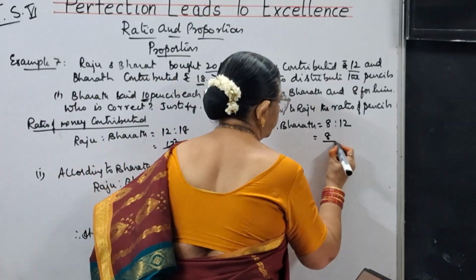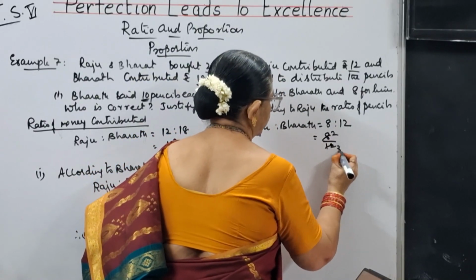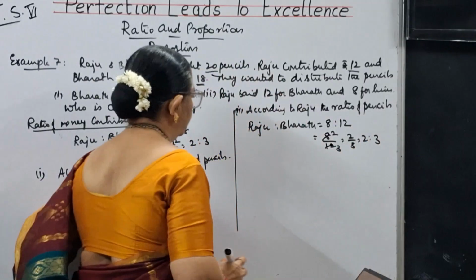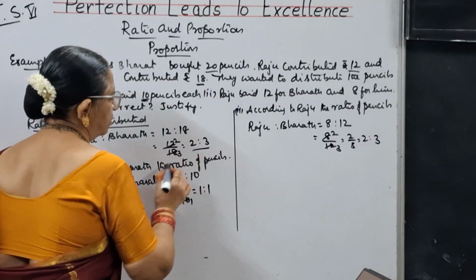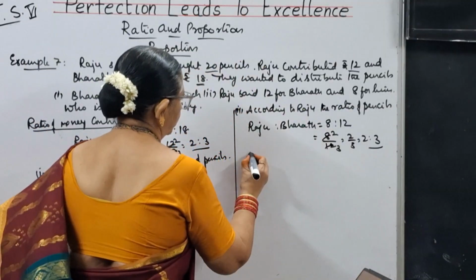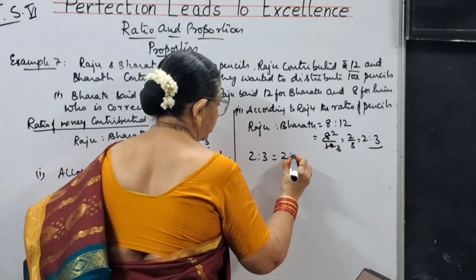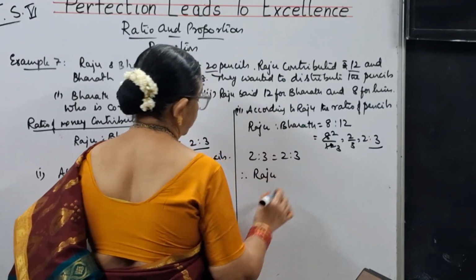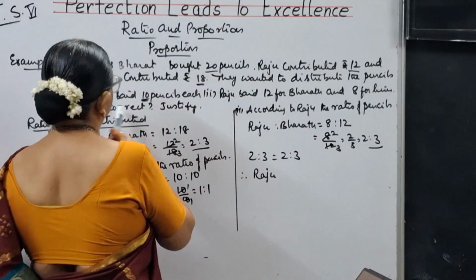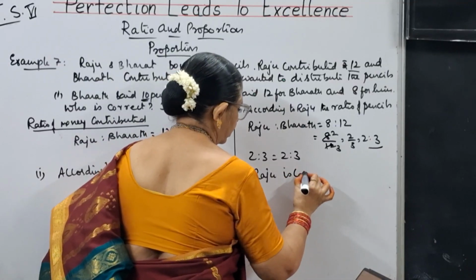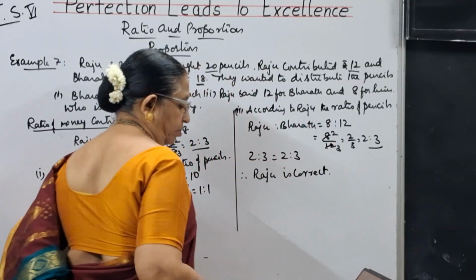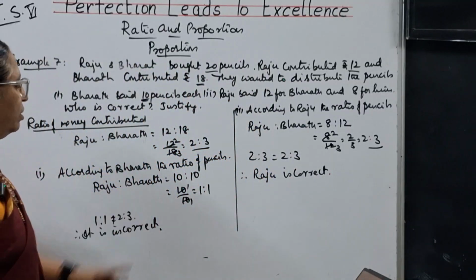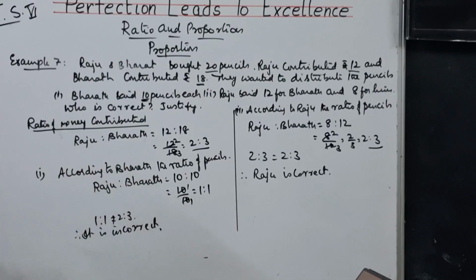That is nothing but 8 by 12. 4 twos are 8, 4 threes are 12. It is 2 by 3. That means 2 is to 3. Now you see here, here you have got 2 is to 3. Here also you have got 2 is to 3. So 2 is to 3 is equal to 2 is to 3 we have got. Therefore, what is the question they have given? Who is correct? Raju is correct. Why? Because the ratio that is taken is same in this case, but it is not same here, children. This is example 7. Note it down.